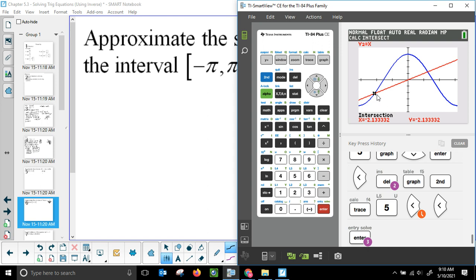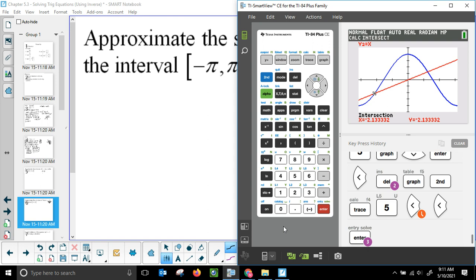Whenever we click second trace and then the intersect, it doesn't do it for me. What do you mean? Like, I mean, you still have to move the cursor over afterwards and hit enter 3 times. Right. If I go second trace and go down to intersect. Yep. Okay, now move it over to where it looks like they intersect, and then hit enter. Enter again. Probably enter again if it's like ours.